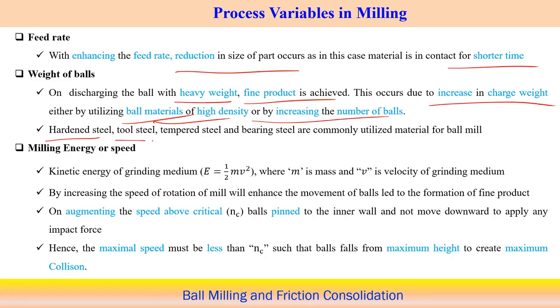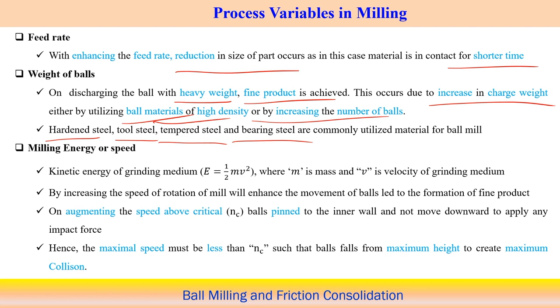Apart from this, hardened steel, tool steel, temper steel and bearing steel are the specific types of materials we can utilize to manufacture the balls used in ball milling operations.